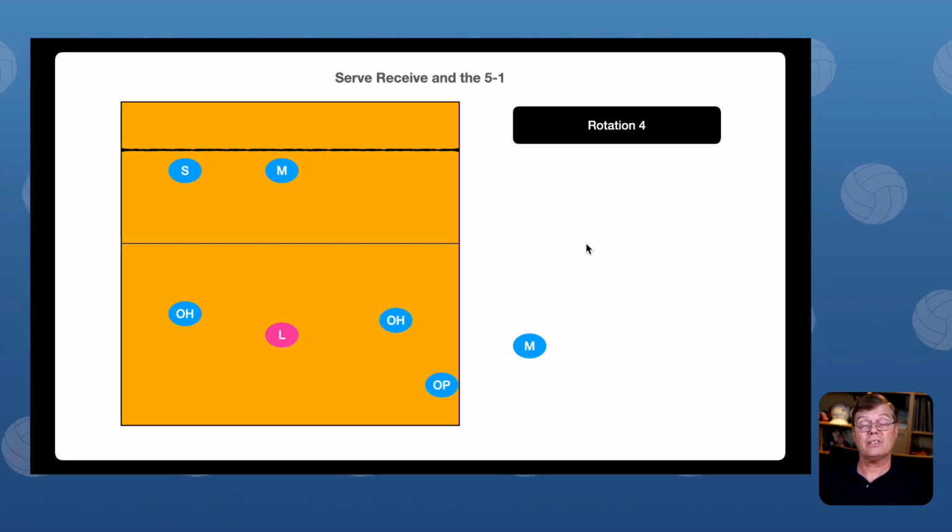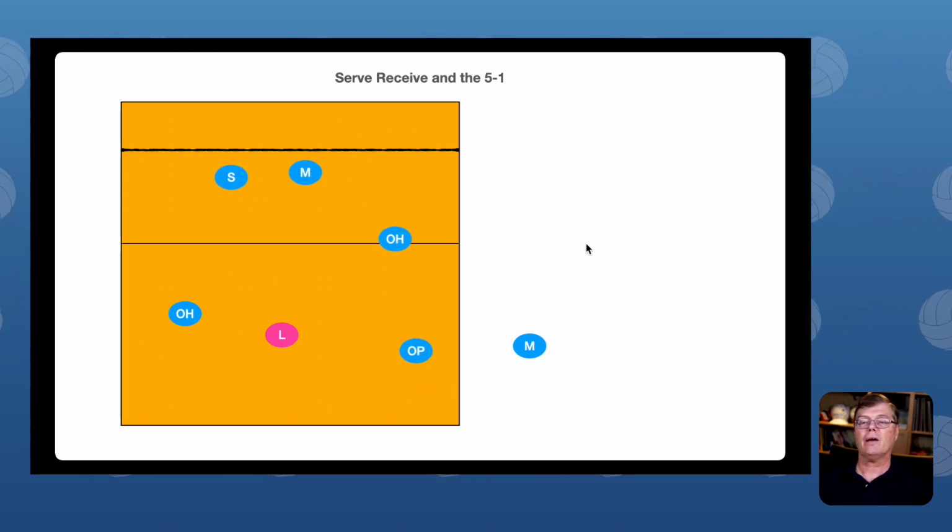We can set the back row, so that's an option, and we can go ahead and do things like that. The setter will move over, and the middle will move over a little bit, so we can get our setter closer to the spot where they set from, and we'd receive.